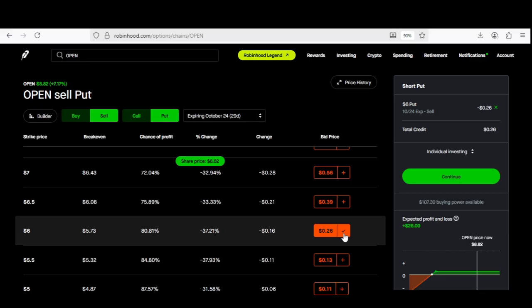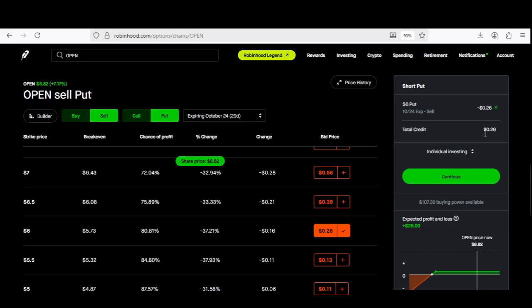Each option contract does contain 100 shares. So you simply multiply your 0.26 right here. You multiply that by 100 shares, and that's going to give you $26. So the first option strategy that I would use with Opendoor right now is going to be the cash secured put. With the cash secured put option strategy, you will need to leave some money as collateral.